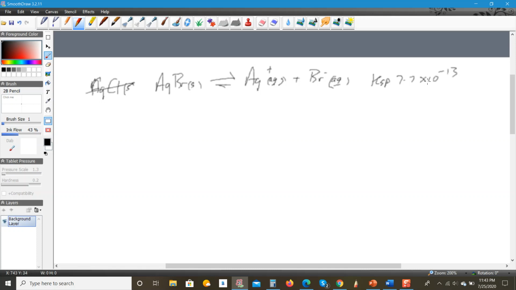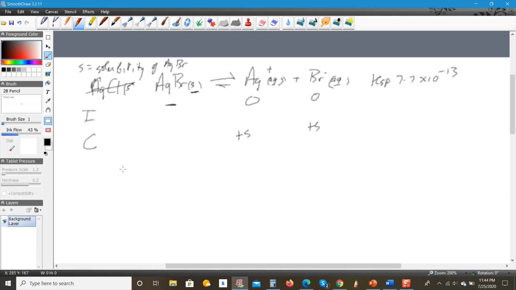Okay, so I'm going to set up the ICE table here. Now, in pure water, you would have no silver ions and bromide ions to begin with, right? Again, we don't need to worry about the solid state. The change here, however, would be that if S is the solubility of silver bromide, in fact, let me put that up here so that we can be reminded of that. S is equal to the solubility of AgBr. All right? So if that's the case, then the change in the concentration of silver would be plus S, and the change in the concentration of bromide would be plus S as well, right?